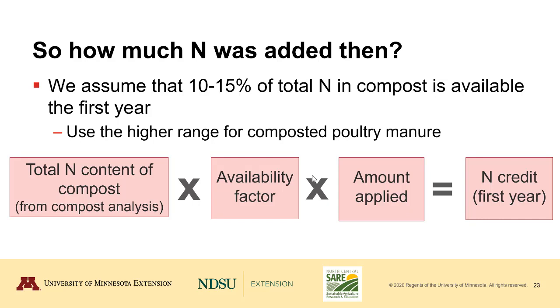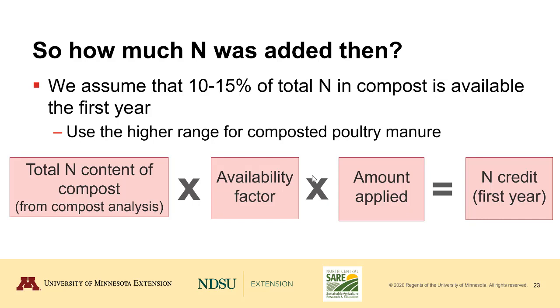So overall, you have your total nitrogen content of your compost. You can get that from your compost analysis. Multiply it by the availability factor. Then you multiply that by the amount that was applied, which we figured out based on the phosphorus levels. And you get your nitrogen first year credit from that.